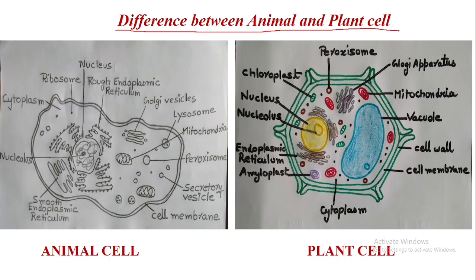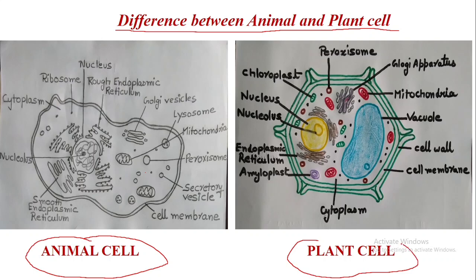Both plant and animal cells are eukaryotic cells and they have lots of similarities, like the presence of a double membranous nucleus, presence of mitochondria, presence of Golgi body, but they also have some differences. So this is the diagram of an animal cell and this is the diagram of a plant cell.